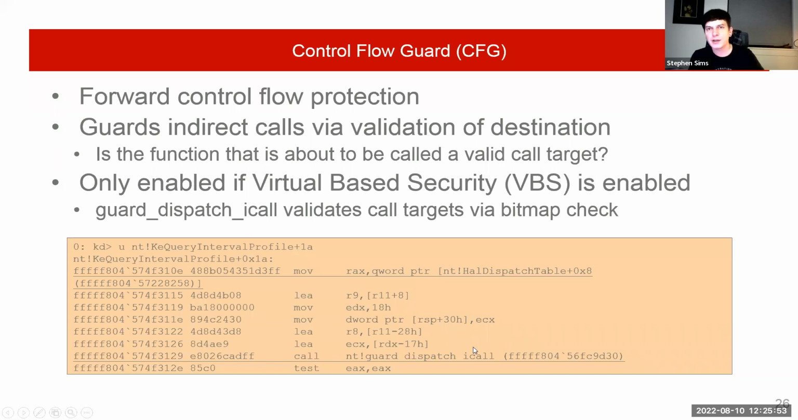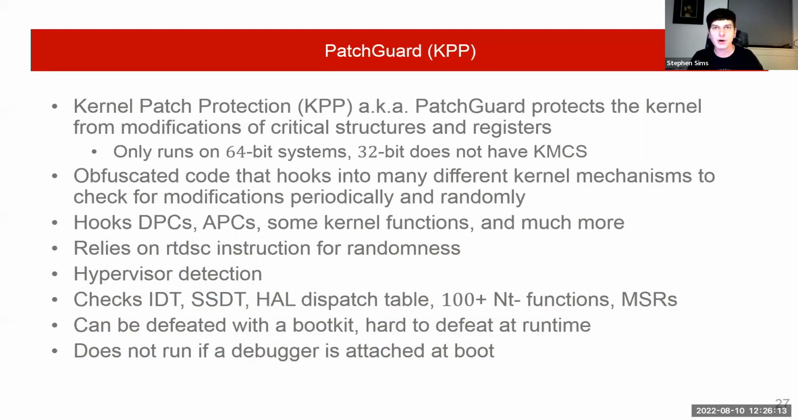That's a check to go and validate that the memory address that we're going to go to is in fact a valid function entry point. So we're doing that in the kernel now as well, and not just in userland. So control flow guard, like in userland, but in the kernel. Patch guard, I explained this a little bit as well.